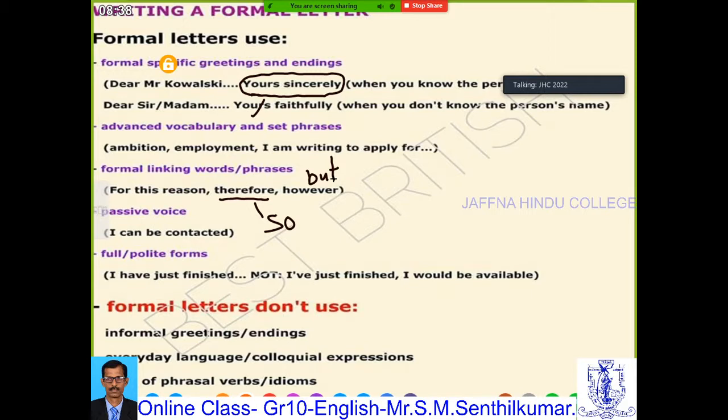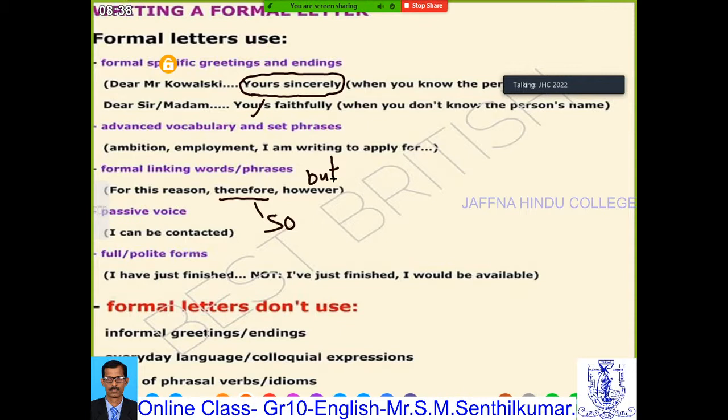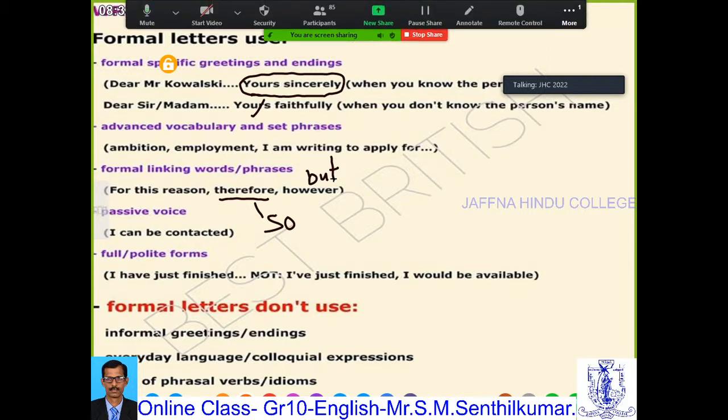First one, Sir, Madam, Yours faithfully, right? Second one, vocabularies and a set of phrases, like this is to inform you, that is ideas, okay? Third one, formal linking words. Linking means connecting two sentences. We can't use all the connecting words. There are so many. Some are formal, we are using therefore, however, right? Like that, linking words are very important.